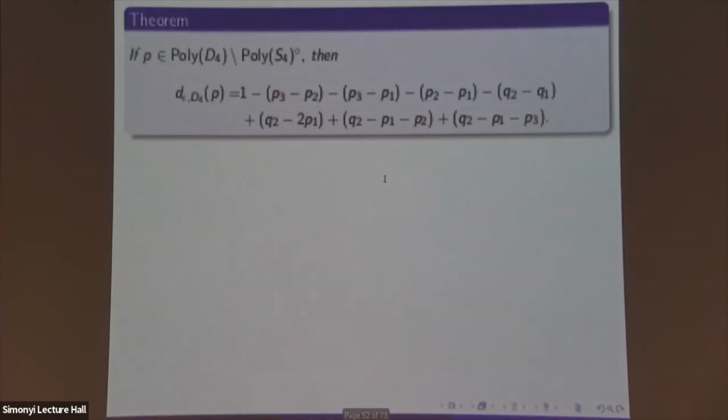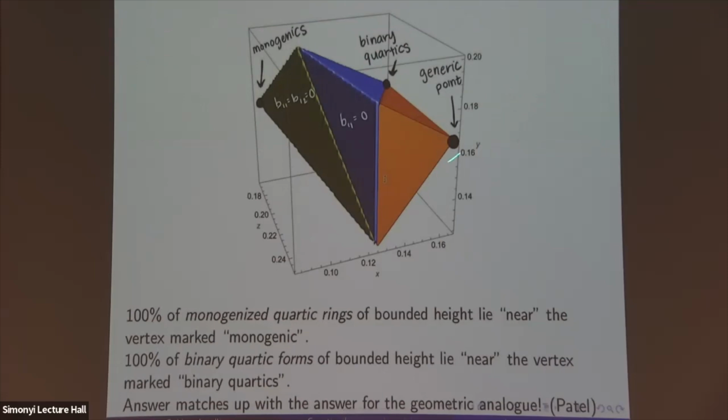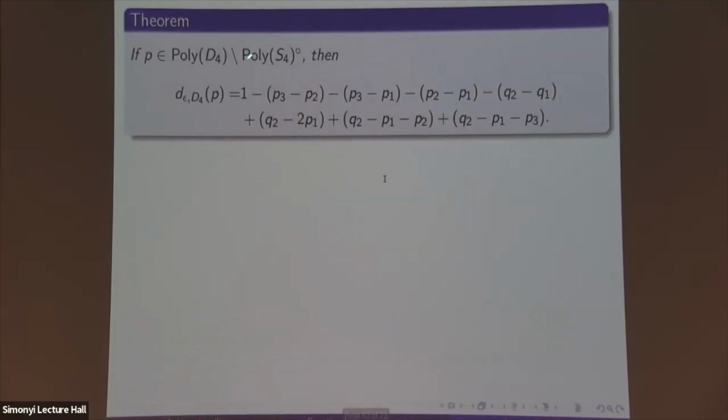Yeah. So let me talk a little bit about D4. If you take the D4 density function, then its support will be a polytope, which I call poly D4. I'm just going to call this polytope right here poly S4, the support of the S4 density function. So then if you take a point in the D4 polytope that's not in the interior of the S4 polytope, then this is the value of the D4 density function. And if P is not in the D4 polytope, then the density function is 0.